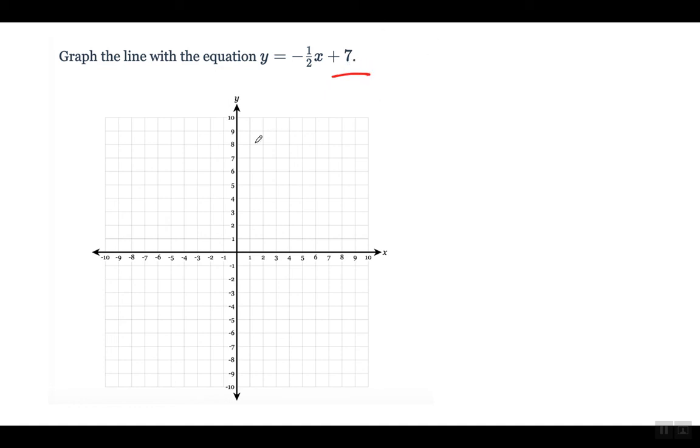All right, so the y-intercept is positive 7, and the slope is negative 1/2. So the negative means the line is going down from left to right. The rise is 1 and the run is 2.